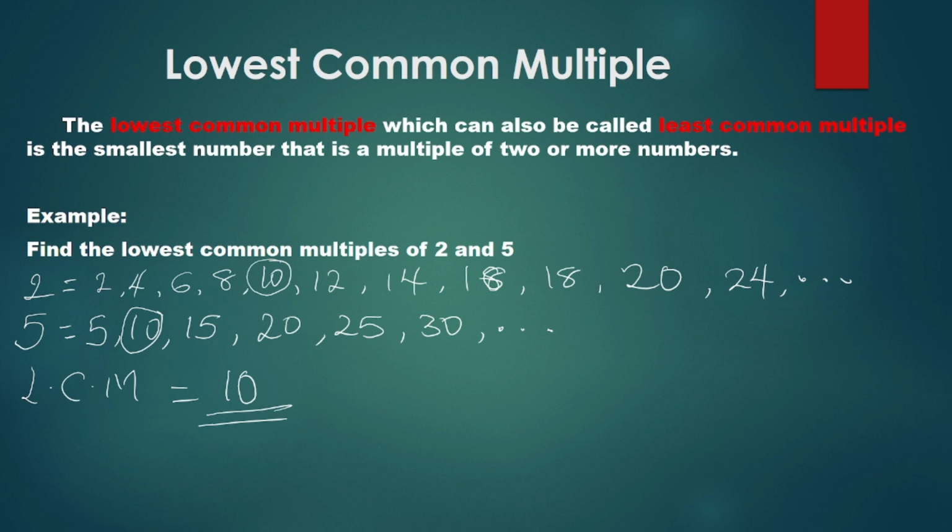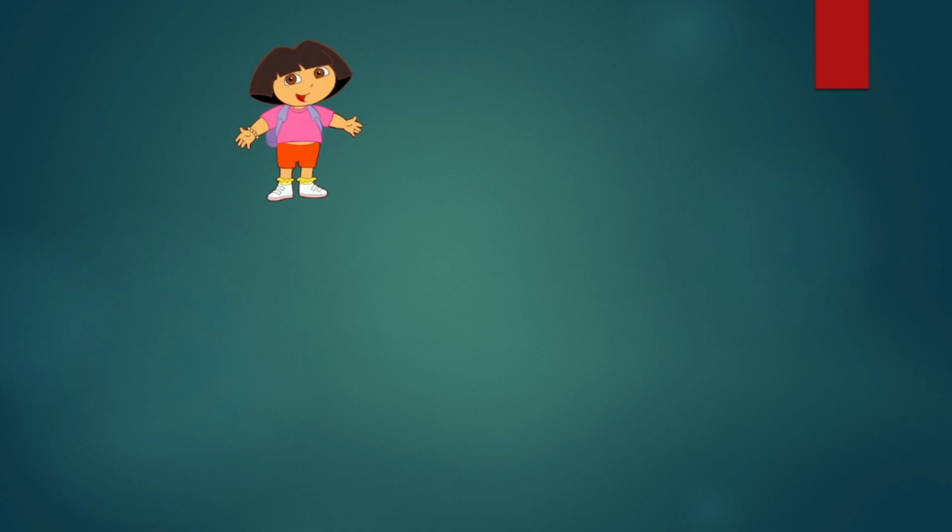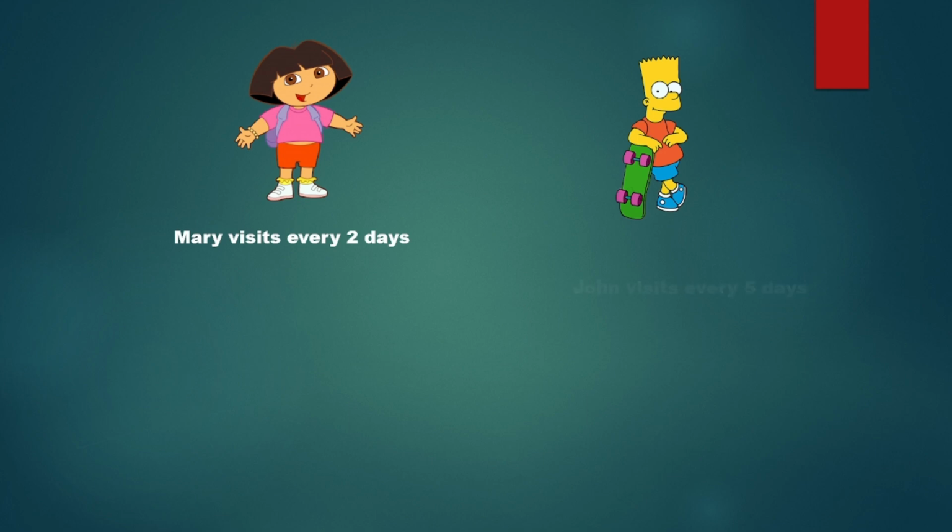Now, why is it important to learn lowest common multiple? Imagine you have 2 friends, Mary and John. Mary visits every 2 days and John visits every 5 days. The LCM will help you know when they will visit on the same day.